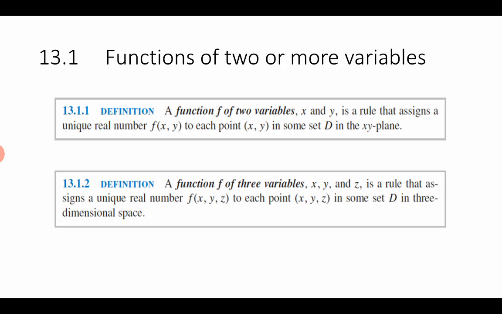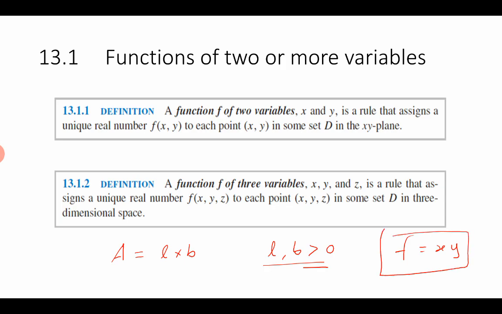For example, when we find the area of any rectangle, we know that it is length into breadth. When we are finding area, length and breadth both should be greater than 0, so we restrict the values of L and B. In general, if I write f of x, y, we don't need to restrict; x and y can take any real value. But if I am looking for area, length and breadth should be positive. In this case, we are restricting the domain, the values that can be given for L and B.